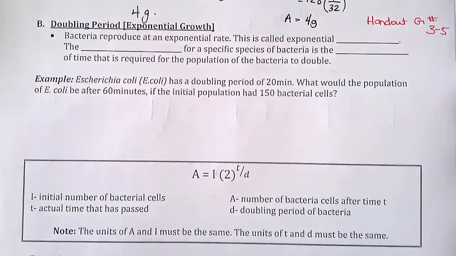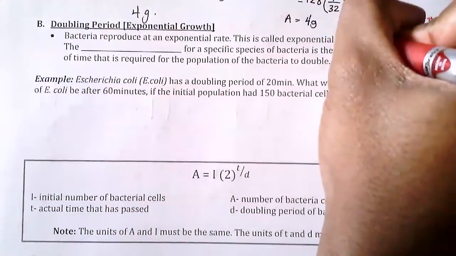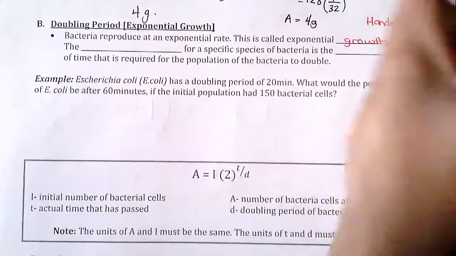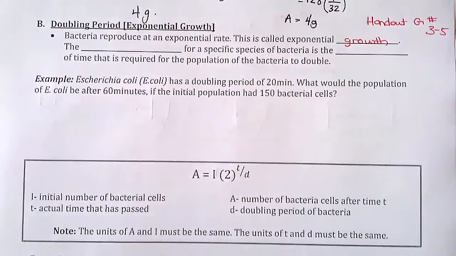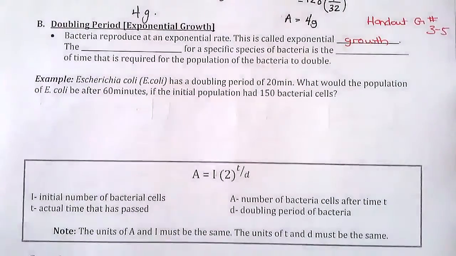So the second application that we're going to talk about is doubling period or exponential growth. Bacteria reproduce at an exponential rate. This is called exponential growth. We saw the graph last time. It's an exponential growth because the base will be a whole number, in this case 2, and that means that we have an always increasing exponential function.